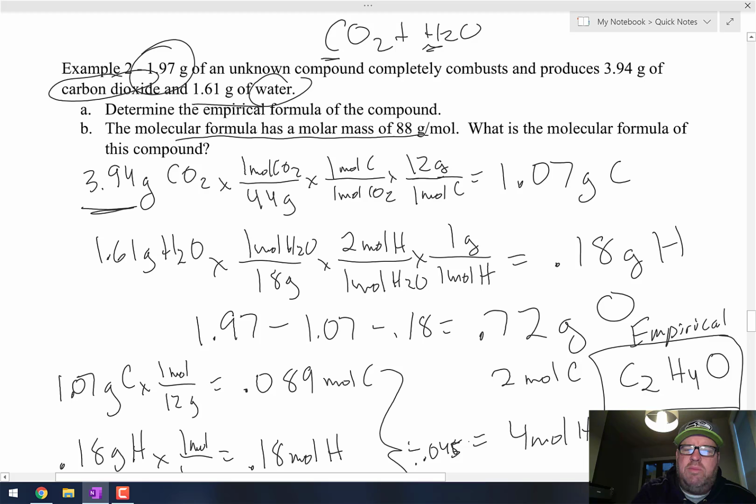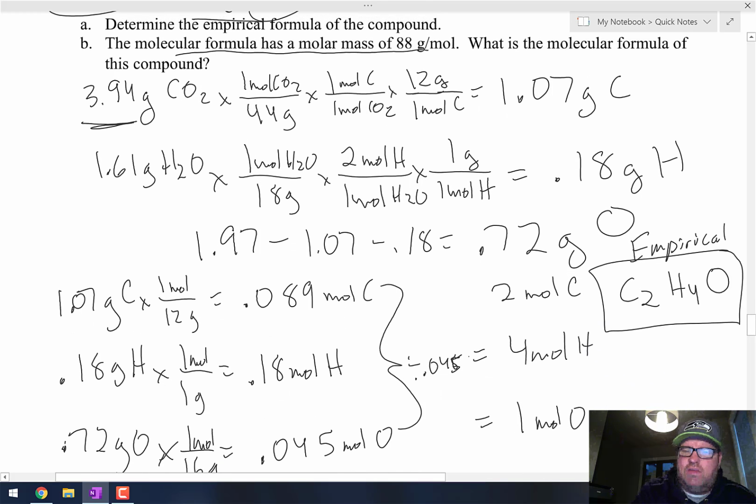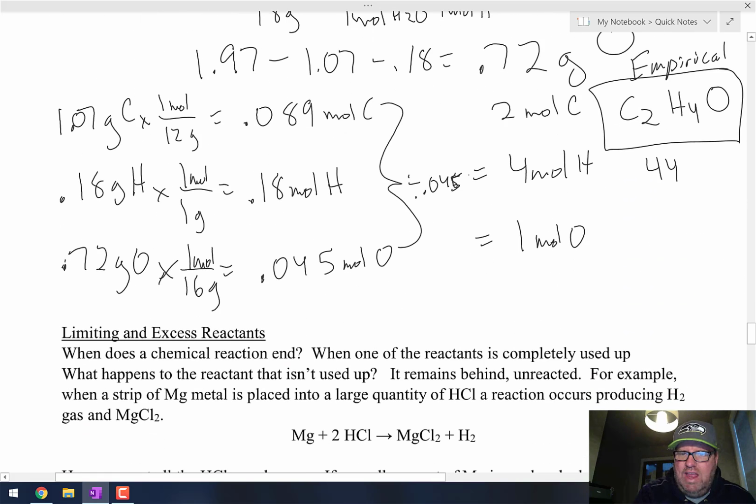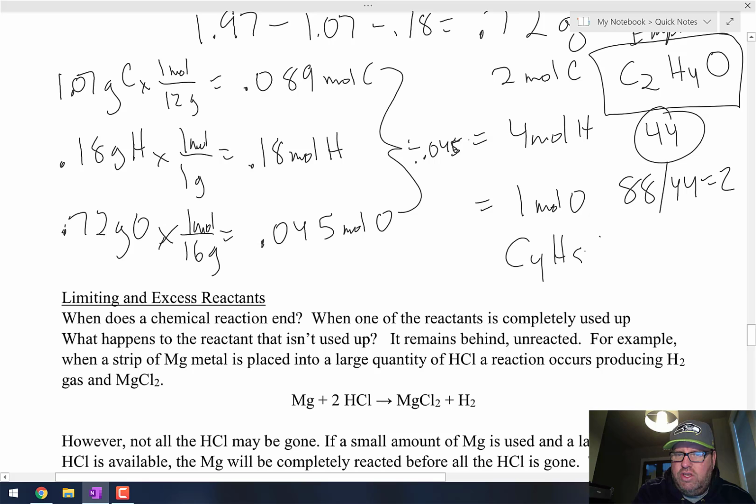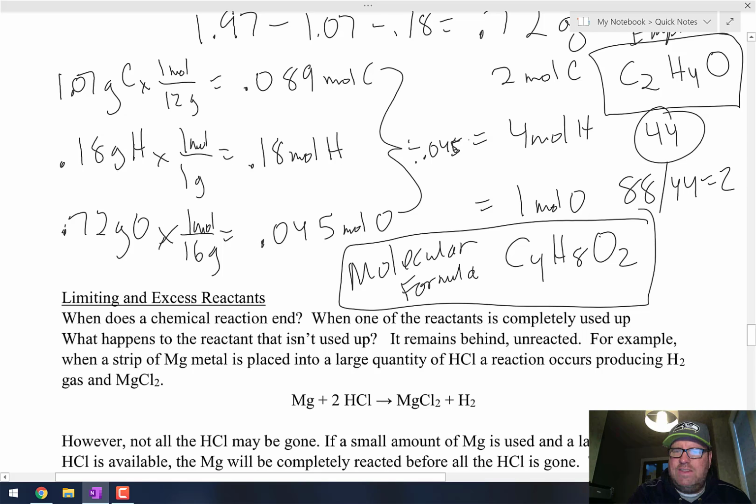Okay, and then part B says the molecular formula has a molar mass of 88. What is the molecular formula? So let's add this one up. What's the mass of C2H4O? 24, 28 plus 16. So this one has a molar mass of 44. The molecular formula has a mass of 88. So if this one's 44, 88 divided by 44 equals 2, which means we have to double everything. So that's going to be C4H8O2, and that is our molecular formula. Okay? And that is how combustion analysis works.